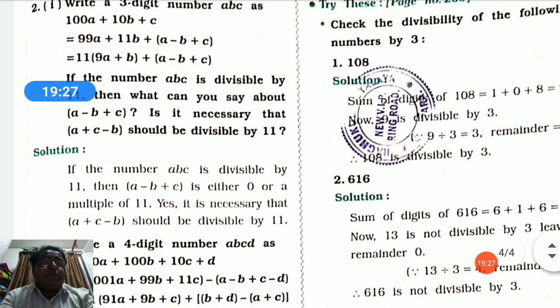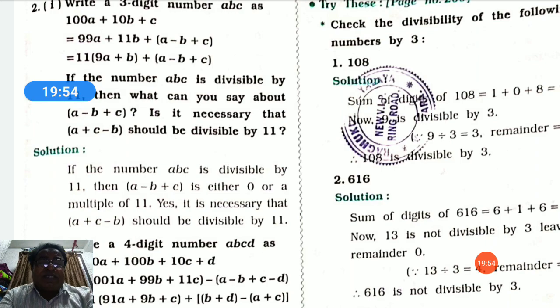Now here is another example, 108. Sum of all digits is equal to 1 plus 0 plus 8, which is equal to 9. So 9 is divisible by 3, because 9 divided by 3 is equal to 3 and remainder is 0. So 108 is divisible by 3.